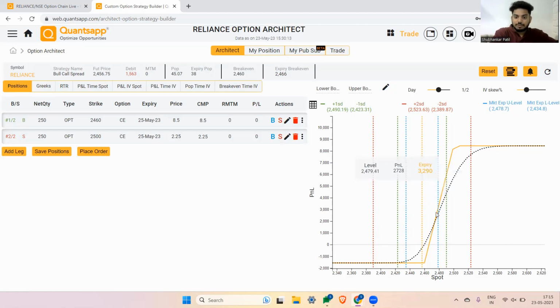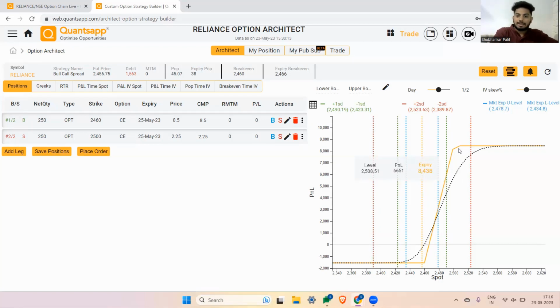Over here as well, if I just move the cursor, now let's say Reliance remains exactly where it is, I'll just lose 800 rupees, which is very less as compared to the loss I was facing on a plain vanilla long call. So this is another bullish strategy, which is the bull call. The benefit is theta decay, that you will not be hurt by theta over here.